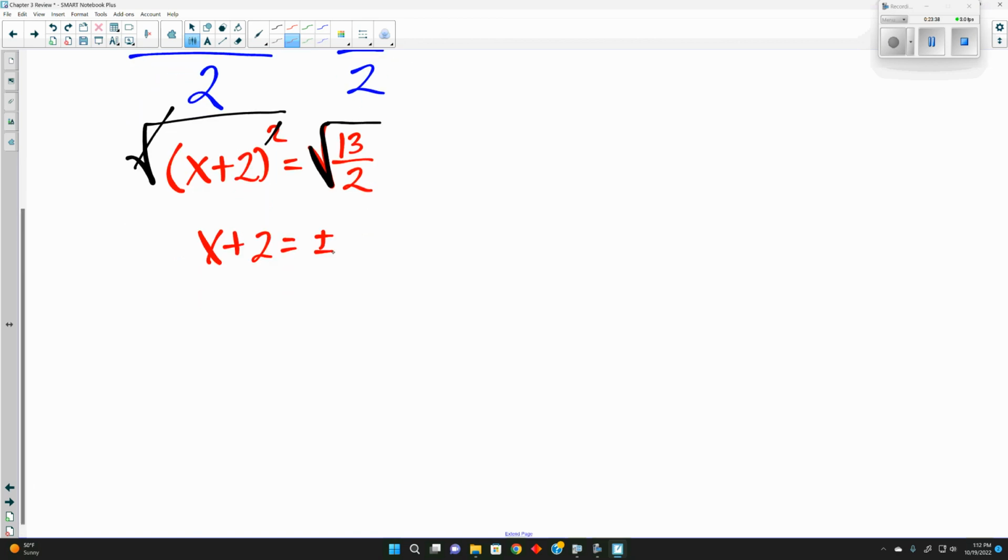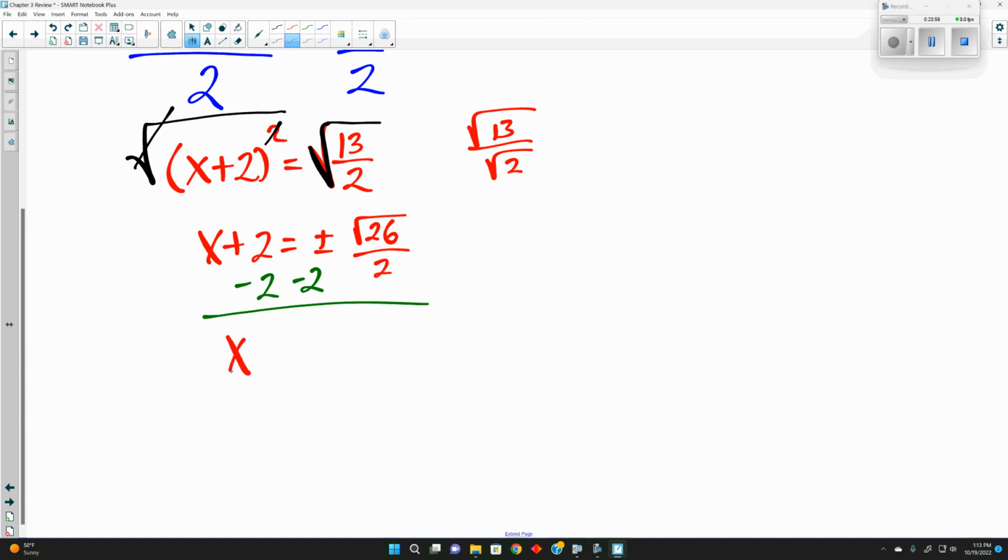plus or minus. Now in the yellow calculator, we can plug this in as the square root of 13 over the square root of 2, break it into 2 parts, and it will rationalize it for us, which will tell us that it's the square root of 26 over 2. And last but not least, we need to subtract 2 from both sides, telling us x is equal to negative 2 plus or minus the square root of 26 over 2.